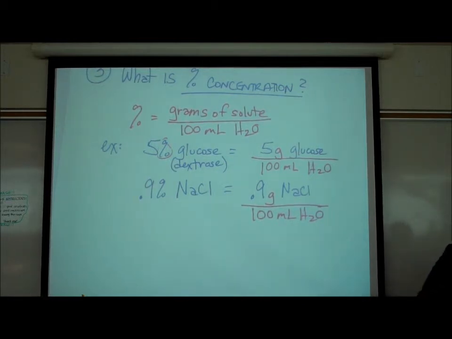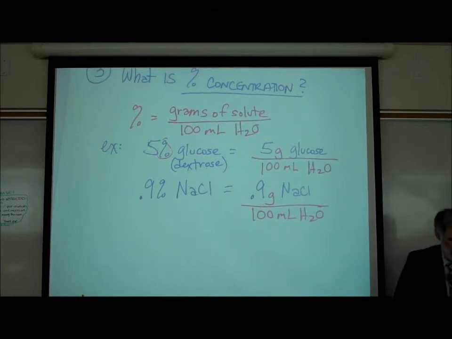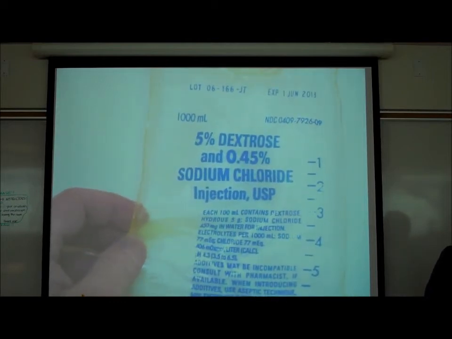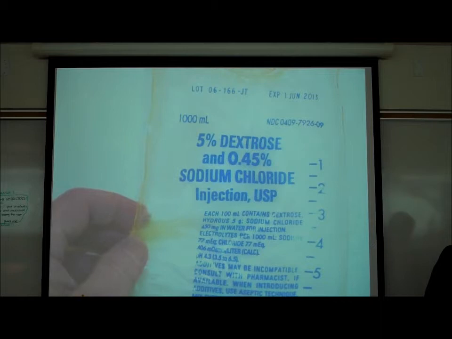Now, you might say, why are we mentioning this? I mean, who cares? You're making my life miserable. This is the most common solution used in the hospital. Everybody see what it says? 5% dextrose. All right?